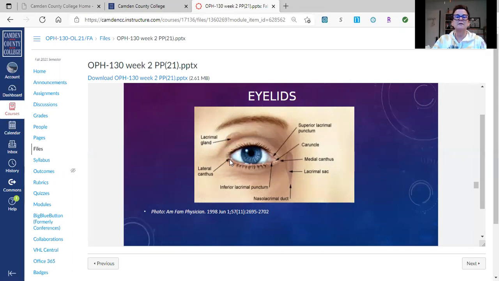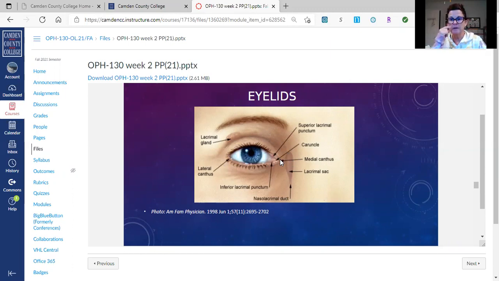The frontal bone right across here, across our brow, has a little depression area where the lacrimal gland sits. Over here, this angle where the upper and lower lid meet on the lateral aspect here is the lateral canthus. And then over here where the upper and lower eyelid meet at the medial canthus.